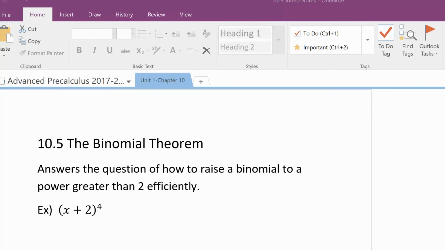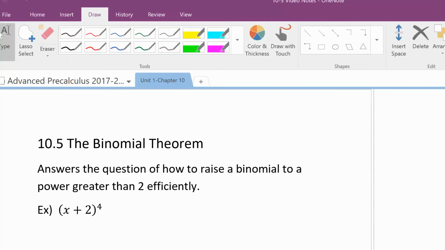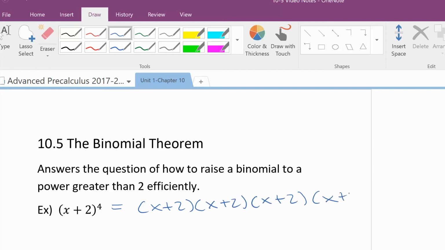So here we go. The binomial theorem basically answers the question of how we're going to raise a binomial to a power greater than 2 efficiently. I mean, you could FOIL 4 times, but that may take a while. The binomial theorem allows you to do that without actually having to FOIL.